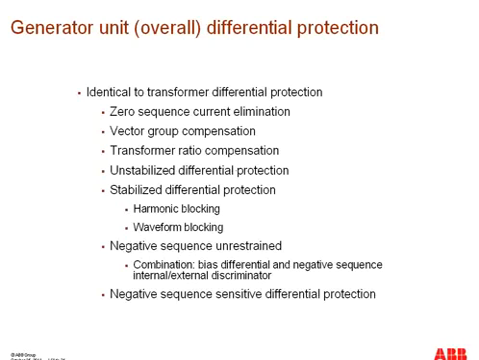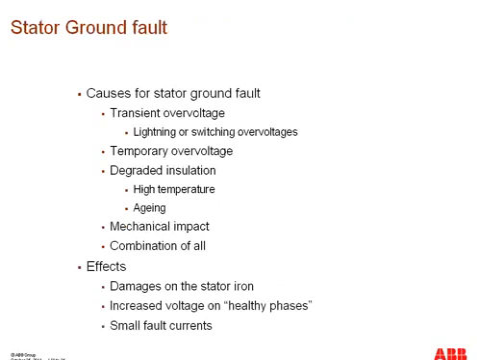When it comes to transformer differential protection, we have to take care of the zero sequence current elimination. We have to take care of the vector group compensation and transformer ratio compensation. Then we have the unstabilized differential protection as we talked about before, and then the stabilized differential protection. And of course, we have to have harmonic blocking and waveform blocking as well for the switch on to fault features. Then we have the negative sequence unrestrained protection in combination with the biased differential. And then we have the negative sequence sensitive differential protection when it comes to the generator unit differential protection.